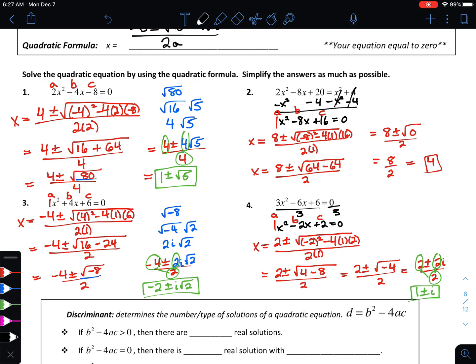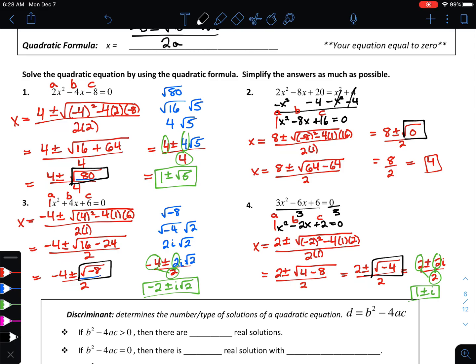Notice that on number 1, when we simplified everything, we got the square root of 80, where 80 was a positive number inside of our radical. And that's what gave us two real solutions. Notice that on number 2, when we simplified our radical, we had the square root of 0. And when we had the square root of 0, that gave us just a single real solution. Notice that on both numbers 3 and 4, we had a negative number underneath our radical, and that gave us a complex solution in both of those cases.